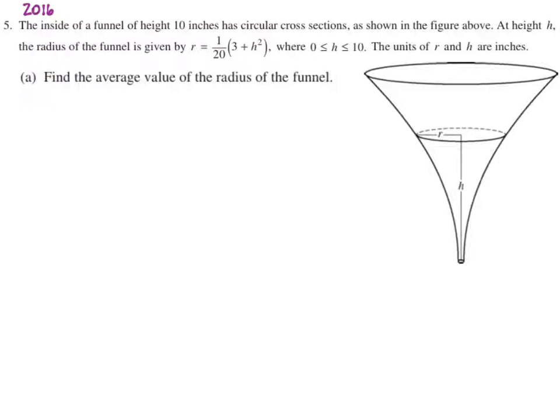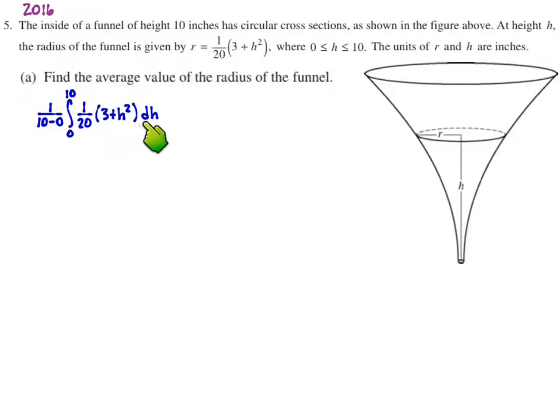For part A, it says find the average value of the radius of the funnel. This is a pretty straightforward problem. I'm looking for the average value of the radius. So that would be 1 over 10 minus 0 times the integral from 0 to 10 of my radius for my integrand. So I just typed in that radius there.